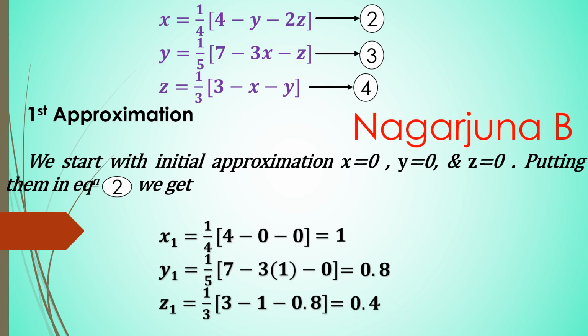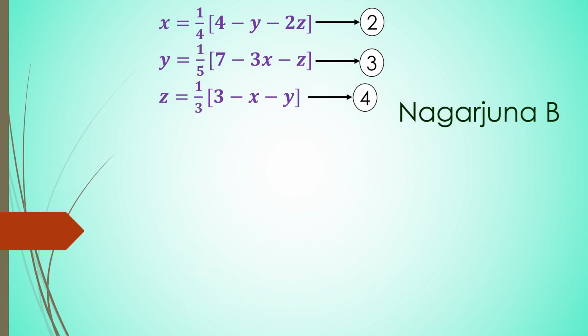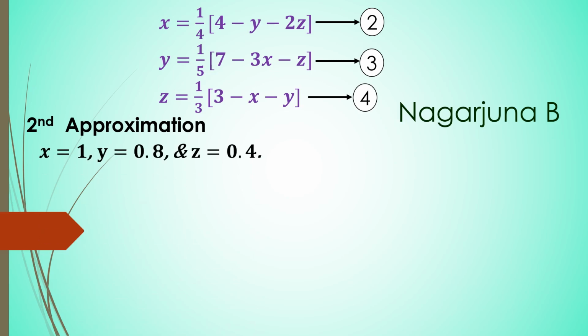So the values of x, y and z are 1, 0.8, 0.4 respectively at the first approximation by using the Gauss-Seidel method. Now we shall move on to the second approximation. In the second approximation, we consider the values of x, y and z which we got in the first approximation: x is equal to 1, y is equal to 0.8 and z is equal to 0.4.